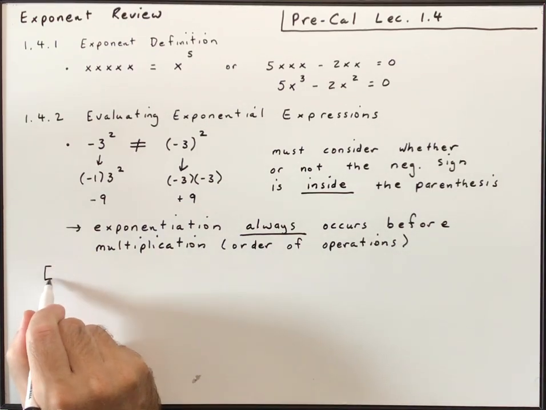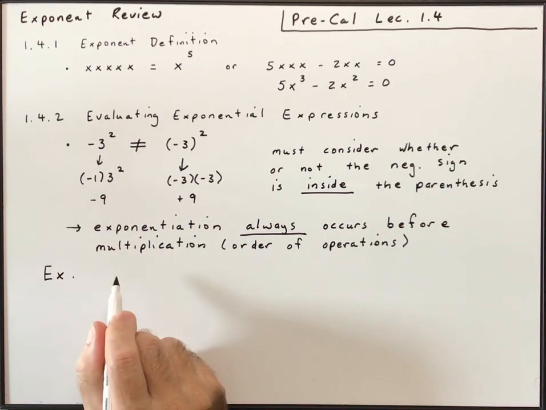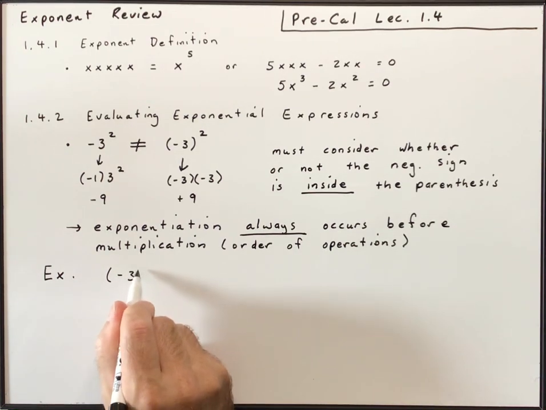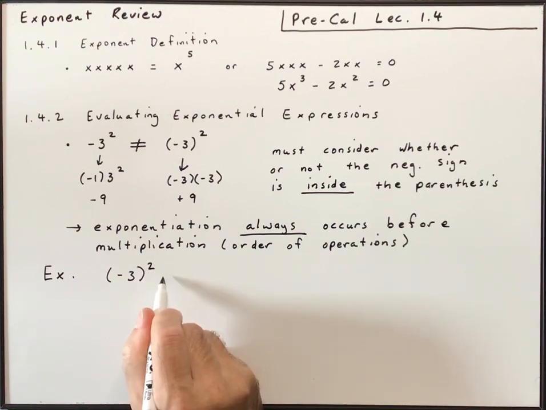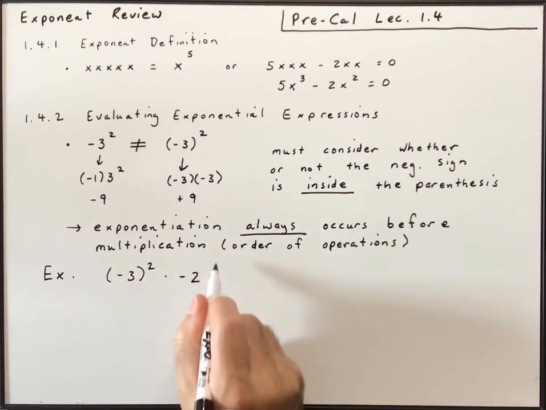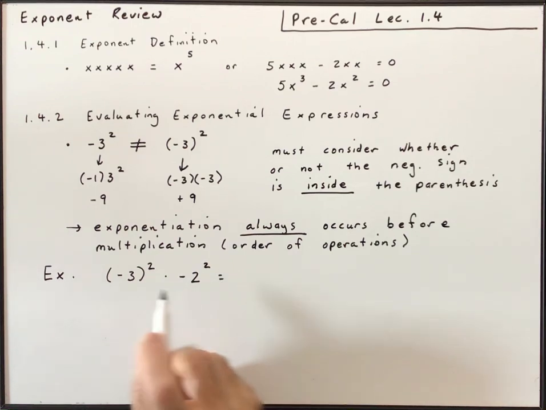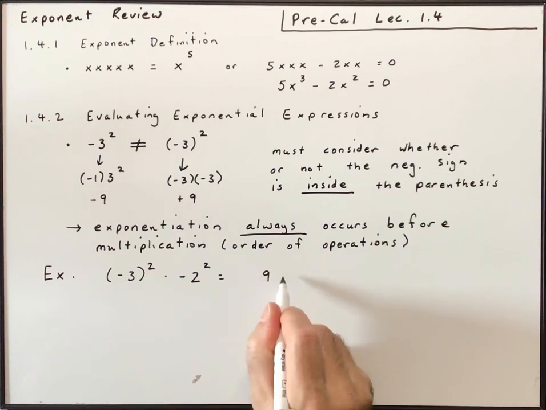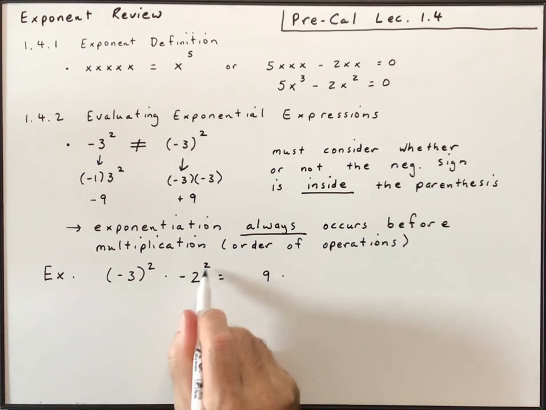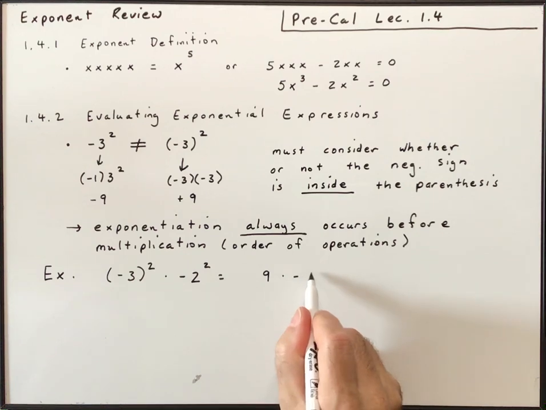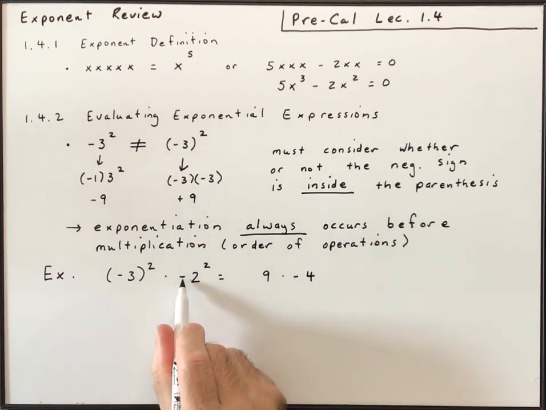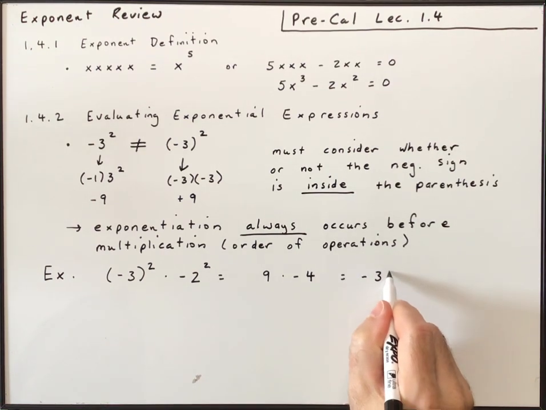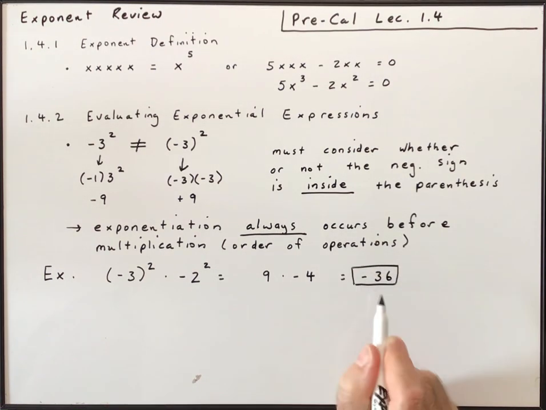All right, let's start with a bunch of example problems. Our first example problem is, let's take negative 3, all in parentheses, squared, times negative 2 squared. Negative 3 times negative 3 is 9. And then 2 squared is 4, but that negative is not within parentheses, so it would be 9 times negative 4, and that's negative 36.